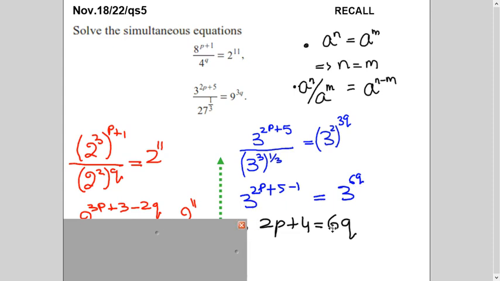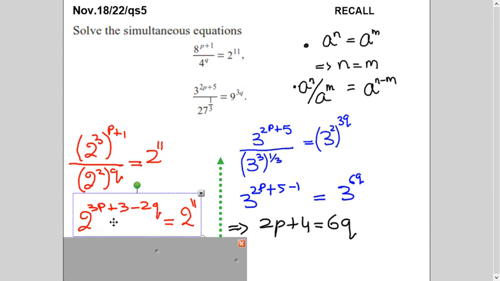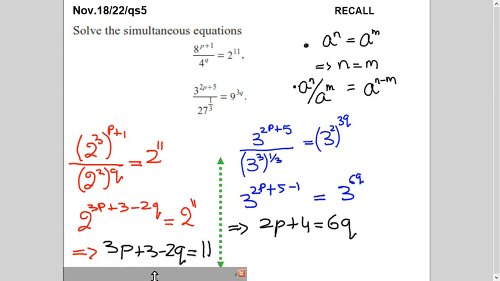I got one equation in terms of p and q. Now if you see here, this is 3p plus 3, right? Now division and 2 power 2q. So I'm applying this rule and I will subtract the powers. So I'm writing 3p plus 3 minus 2q, right? This power minus this power is equal to 2 power 11. So again, the base is the same, so I will equate the powers. So I'm applying this rule now. So I will get another equation. So I got two equations and I will solve them simultaneously now.